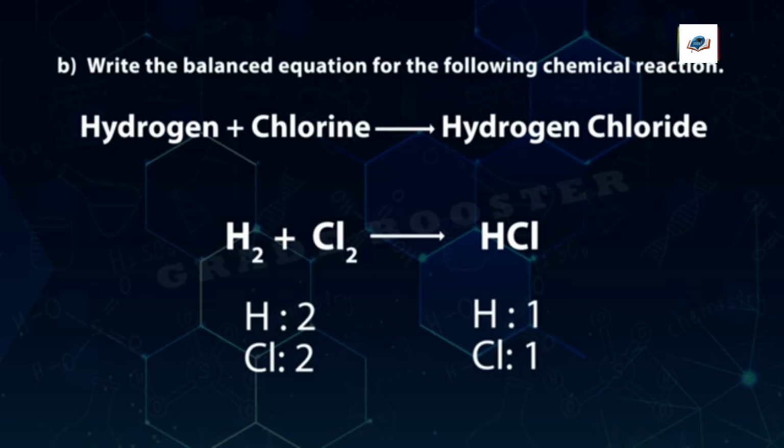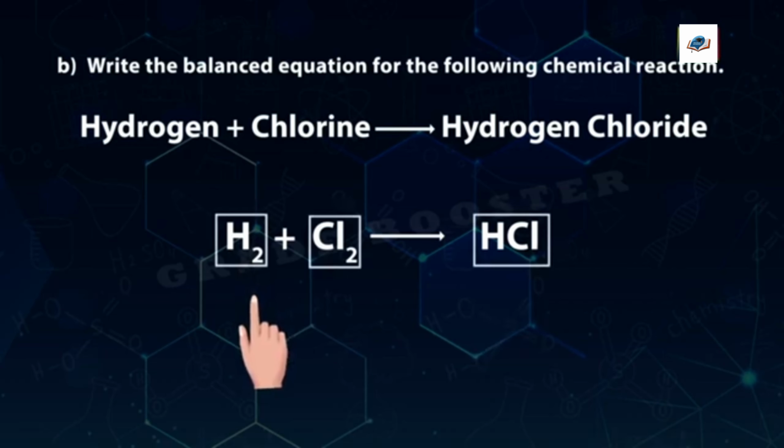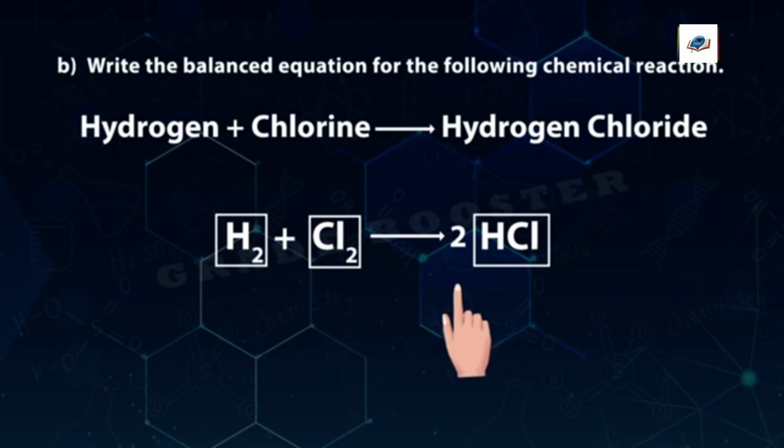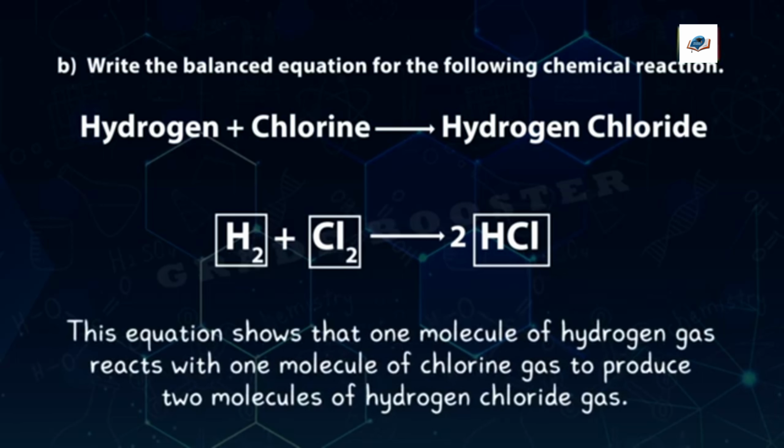So to balance this equation we have to make the same number of atoms on both sides. So the number of atoms of hydrogen and chlorine are to be balanced on both sides. Now on the reactant side there are 2 hydrogen atoms and 2 chlorine atoms. On the product side each molecule of hydrogen chloride has 1 hydrogen atom and 1 chlorine atom. To balance the number of atoms we need 2 molecules of HCl. So here we write 2 in front of the HCl. Now this equation is balanced. So this equation shows that 1 molecule of hydrogen gas reacts with 1 molecule of chlorine gas to produce 2 molecules of hydrogen chloride gas.